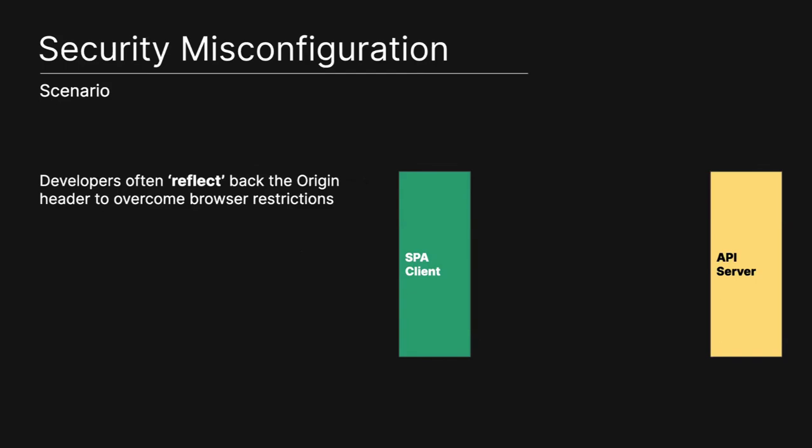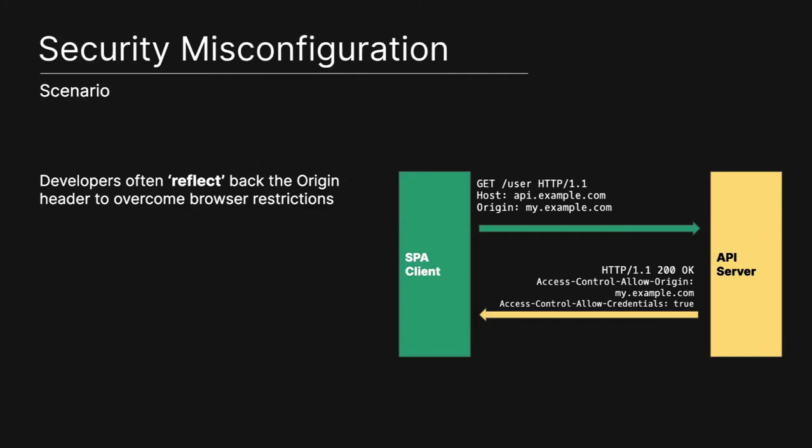going to do that. So developers came back and said, okay, well, we're going to reflect back the Origin header to overcome browser restrictions. So what does this look like? Well, they say GET /user, and it makes that same exact request. And the API server now responds back with Access-Control-Allow-Origin: my.example.com, and Access-Control-Allow-Credentials is true, and this will work.